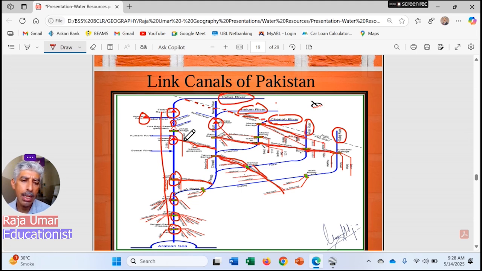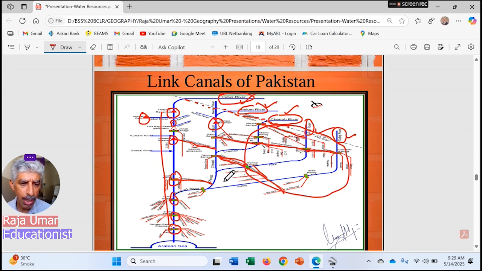Now you can see that because of these link canals, the waters of river Indus, river Jhelum, and river Chenab are taken to river Ravi and river Sutlej, so that these areas which are under threat because of the Indus Water Treaty or because of the Indian exploitation can easily be irrigated with the help of these link canals, as they are taking larger quantities of water from Indus, Jhelum and Chenab to Ravi and Sutlej River.